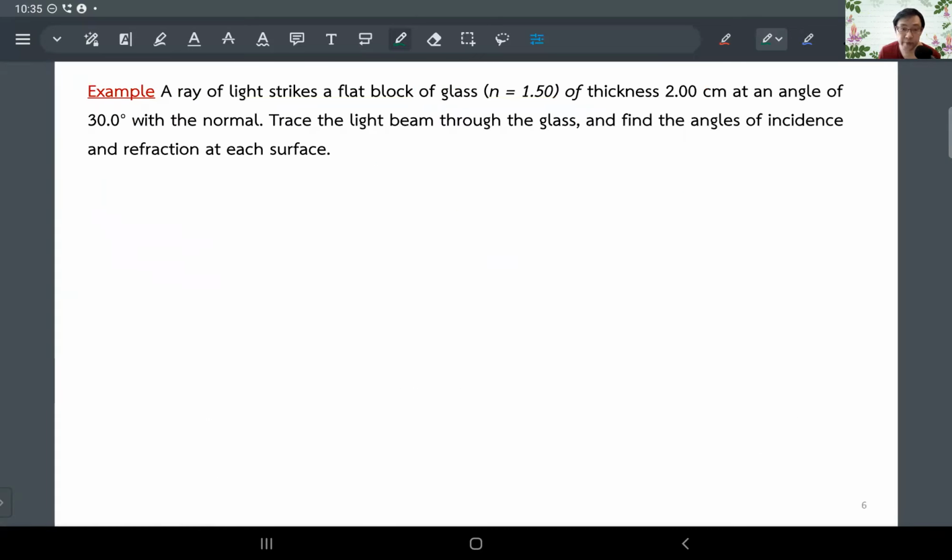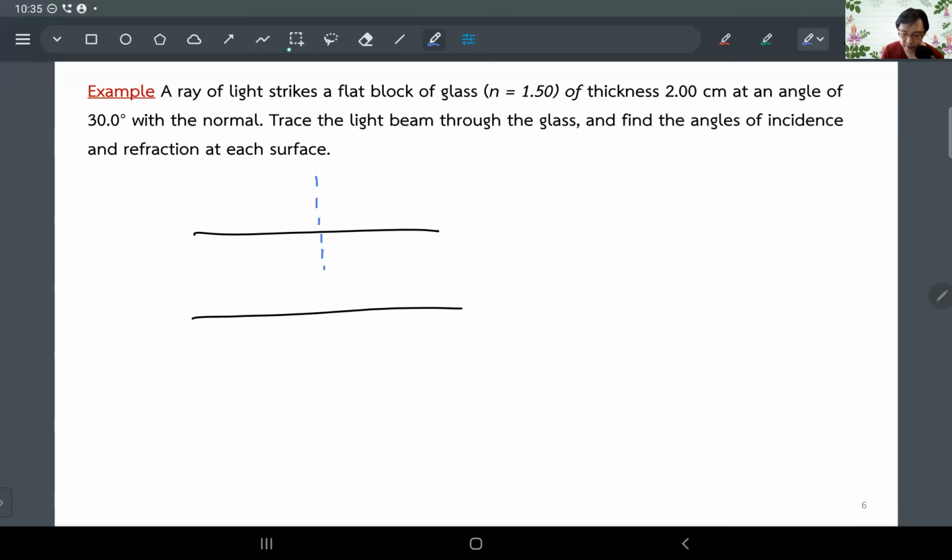So let's take a look at examples. And I think you will see that it's not bad. It's actually very easy to apply. A ray of light strikes a flat block of glass, given n to be 1.5. The thickness is 2 centimeters, at an angle of 30 degrees with the normal. That's very nice, they already give you everything with respect to the normal. So let's draw that one. I'm just going to draw a normal line there. The light gets in and hits at a 30-degree angle right there. Now trace the light beam through the glass and find the angles of incidence and refraction at each surface.